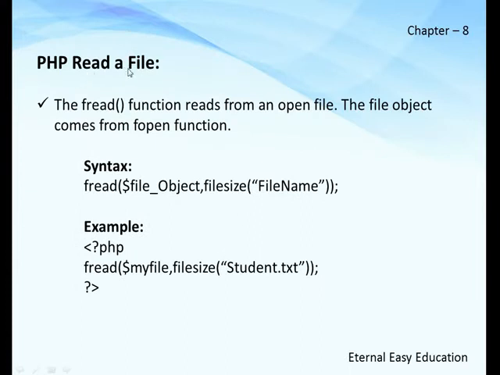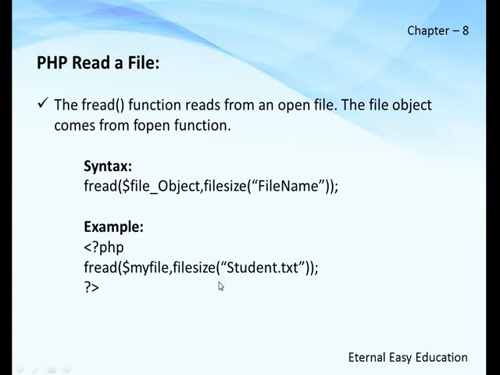Next one is PHP read a file. Fread, file read function, reads from an open file. The file object comes from fopen function. That means if a file already is there, it will read the file. So the syntax is fread followed by the object, file object, and the file size within the file name. That means it should be given the file name and the size of the file.